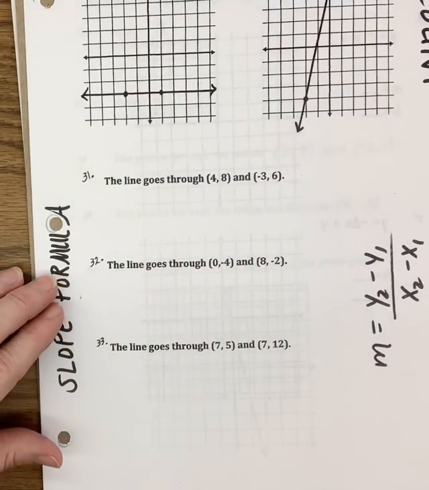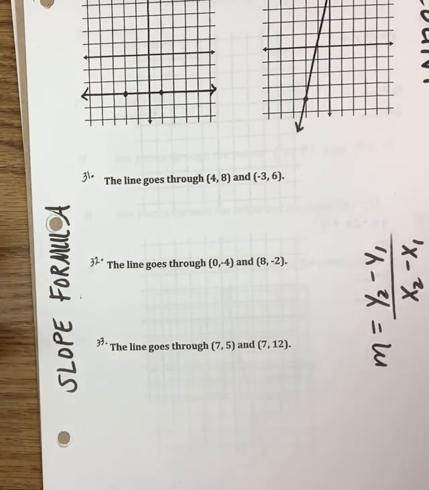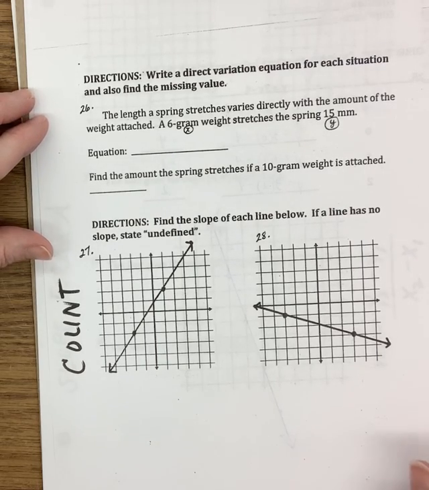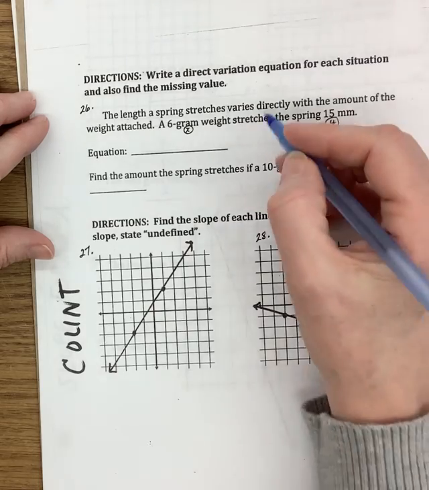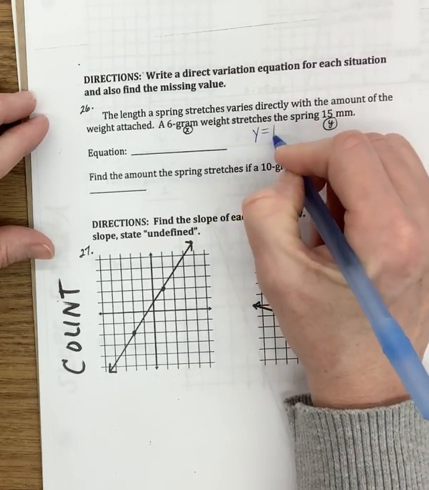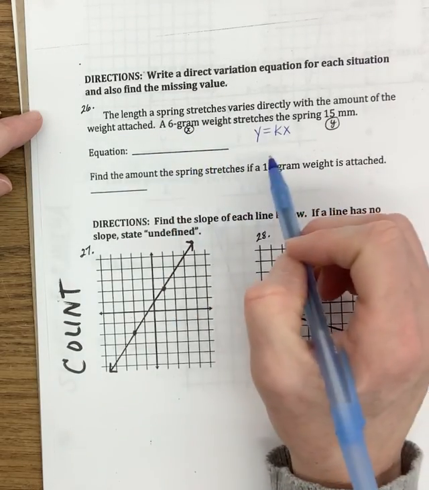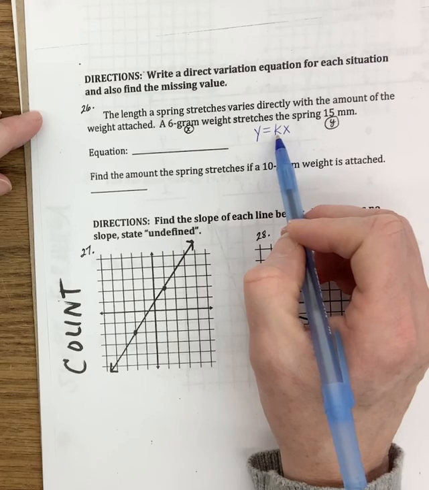Moving on. The next question asks you to write an equation for a direct variation or proportional relationship. We know that we're going to use y equals kx as the basis of that equation. Substituting in values will allow us to figure out specifically what the constant of variation is, the k value.